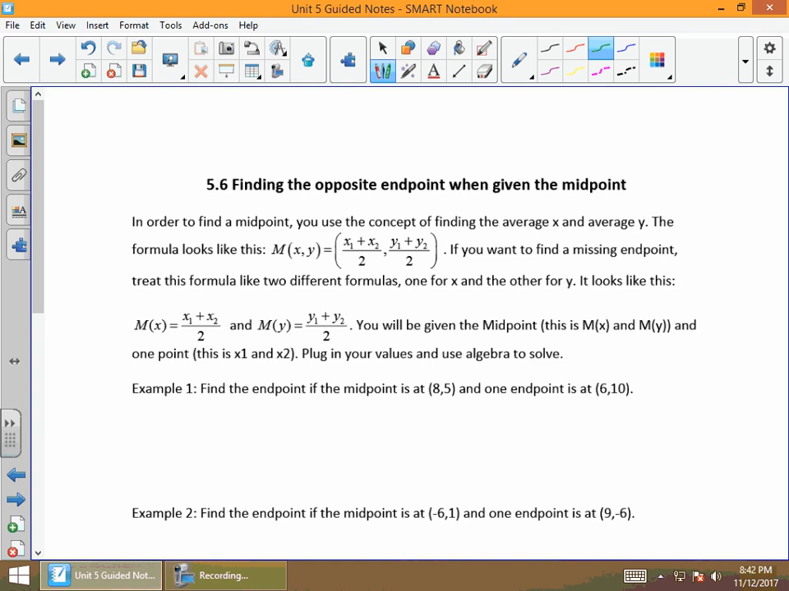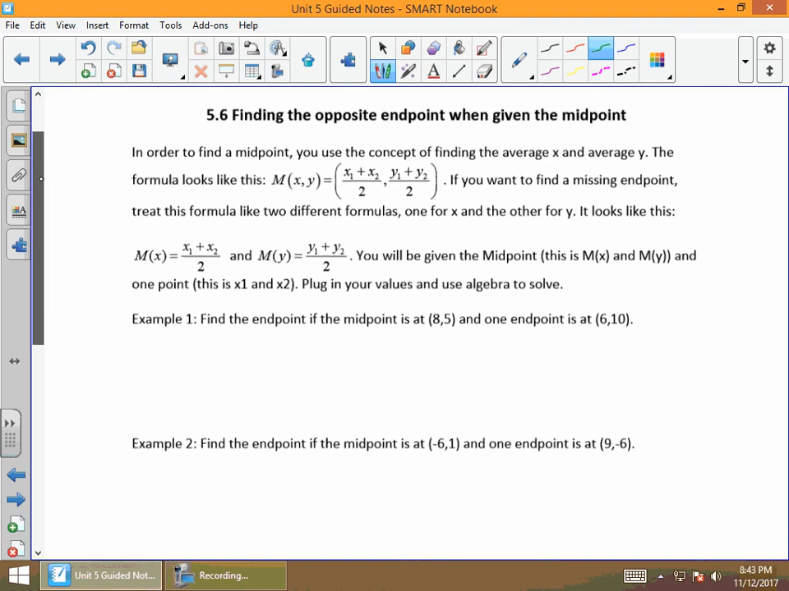So this is going to take us back a little bit to the midpoint. In order to find a midpoint, you use the concept of finding the average x and the average y. The formula, as we remember, is x1 plus x2 over 2 and y1 plus y2 over 2. So if you want to find the missing endpoint, you're going to treat this formula like it's actually two different formulas. One will find the average x, and the other will find the average y. They'll look like what you see in the middle of the screen.